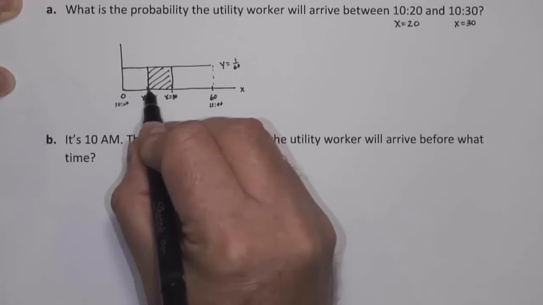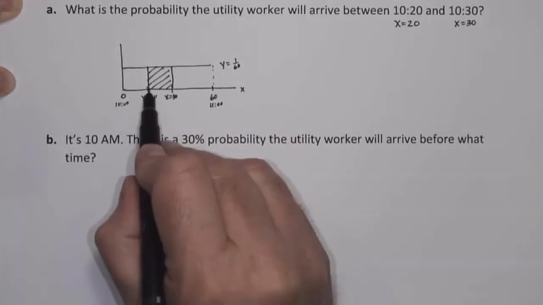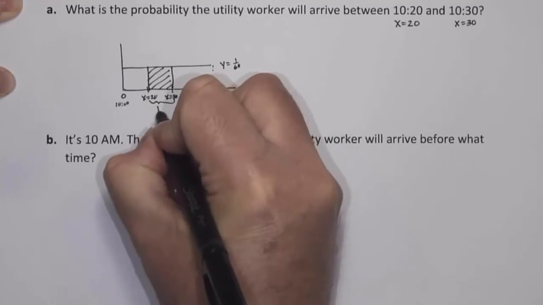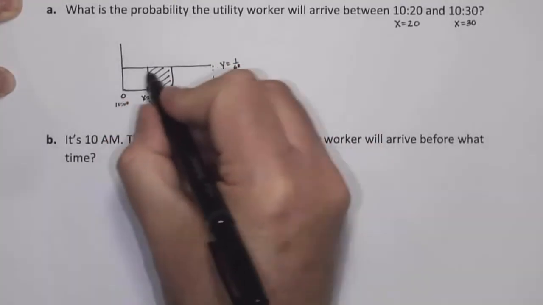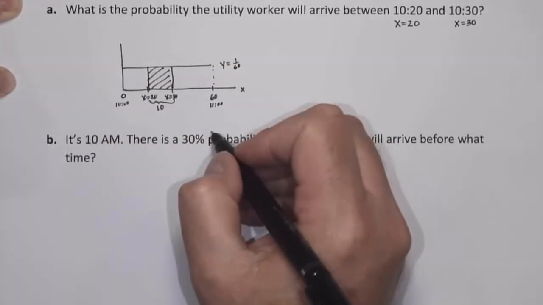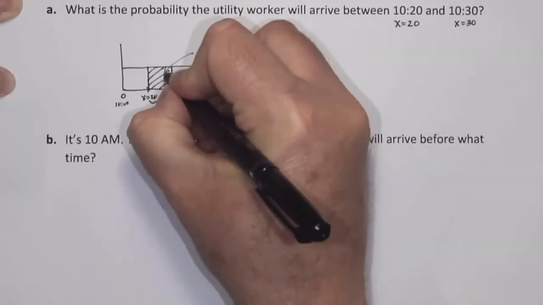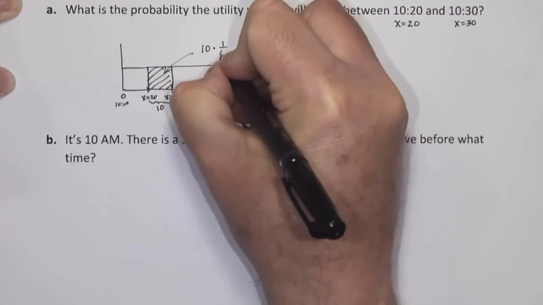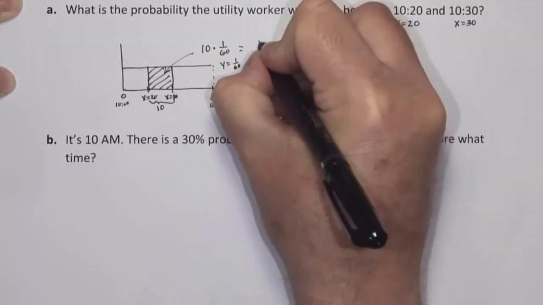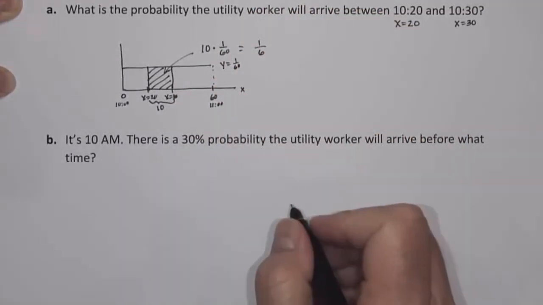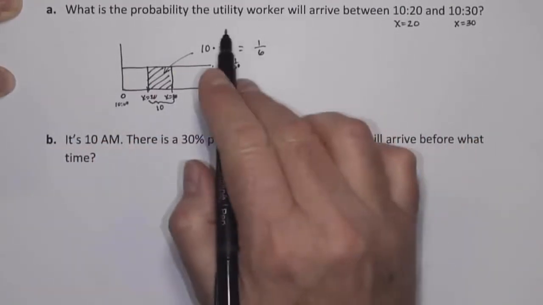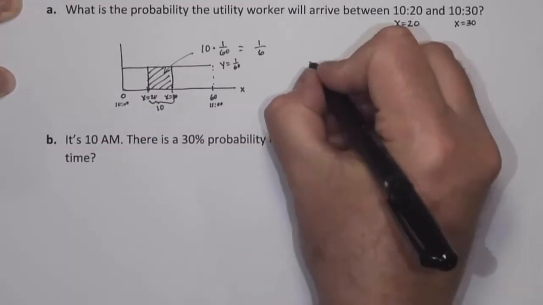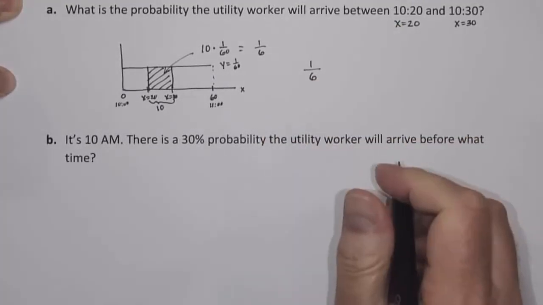And since this shaded rectangle starts at 20 and ends at 30, that means the length there is 10. And we know the width, or the height, of that rectangle is 1/60th. So that area right there is going to equal the length 10 times the width 1/60th, and 10 times 1/60th is 1/6. So the probability that the utility worker will arrive between 10:20 and 10:30 is 1/6.